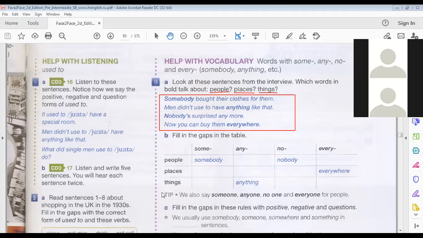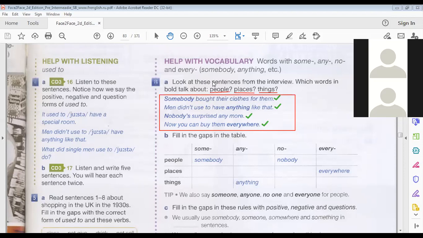Yeah, I hear you. So somebody talks about people. Okay, that's right. So the first one is about people. You're right. What about the second one? The second one, nothing talks about things. Okay, so this talks about things. And nobody talks about people. Okay, that's correct. Everywhere talks about places. All right, that's actually correct. Yeah. So this is the idea.